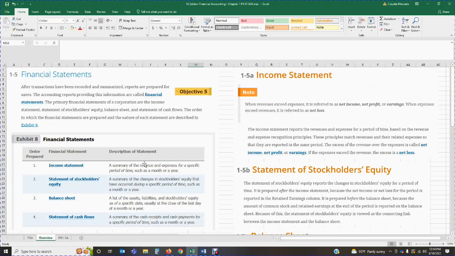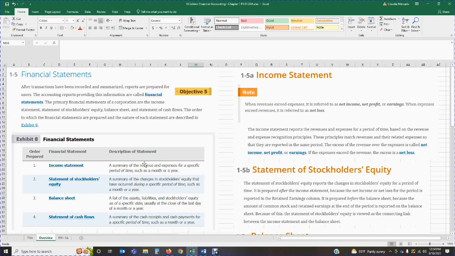Now, there is a lot of useful information in the book. I'm not going to cover all of this. Make sure that you do go back and read. But we do have 4 financial statements that we prepare. The financial statements are prepared after all transactions have been recorded and summarized. And then the primary financial statements include the income statement, the statement of owner's equity, the balance sheet, and the statement of cash flows, okay?